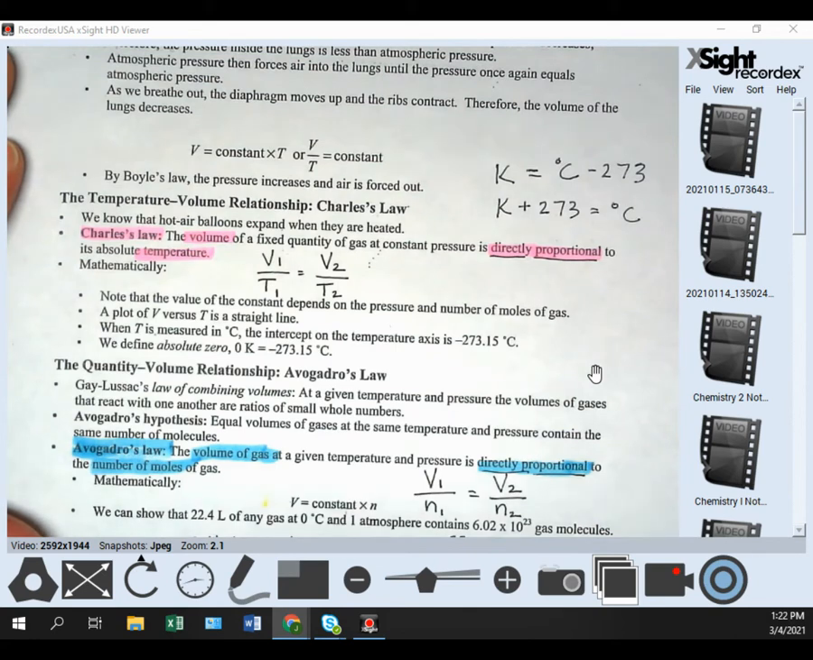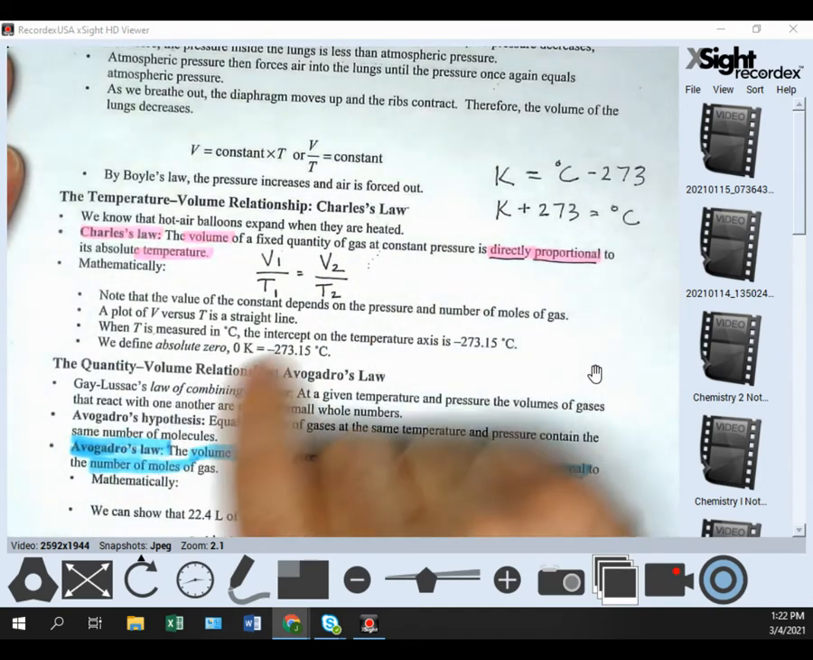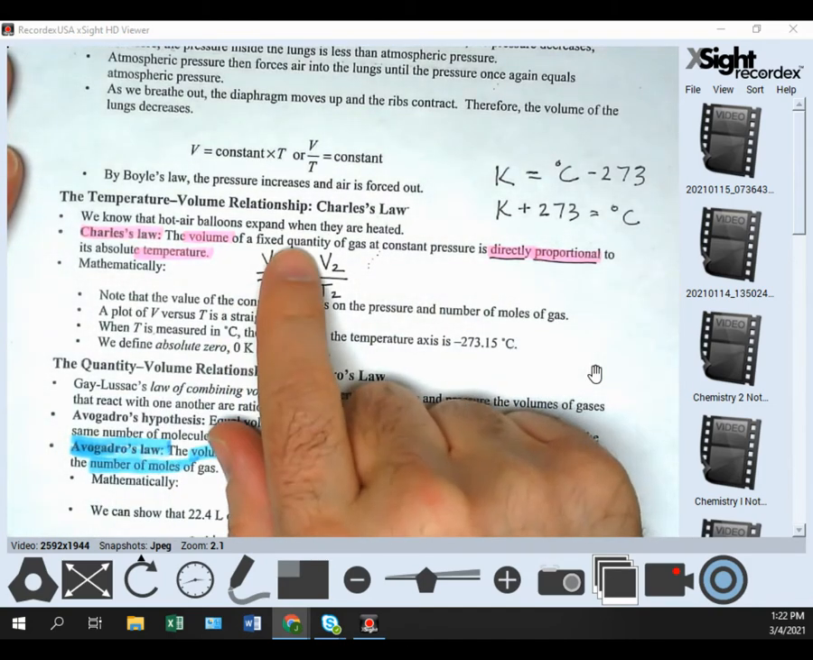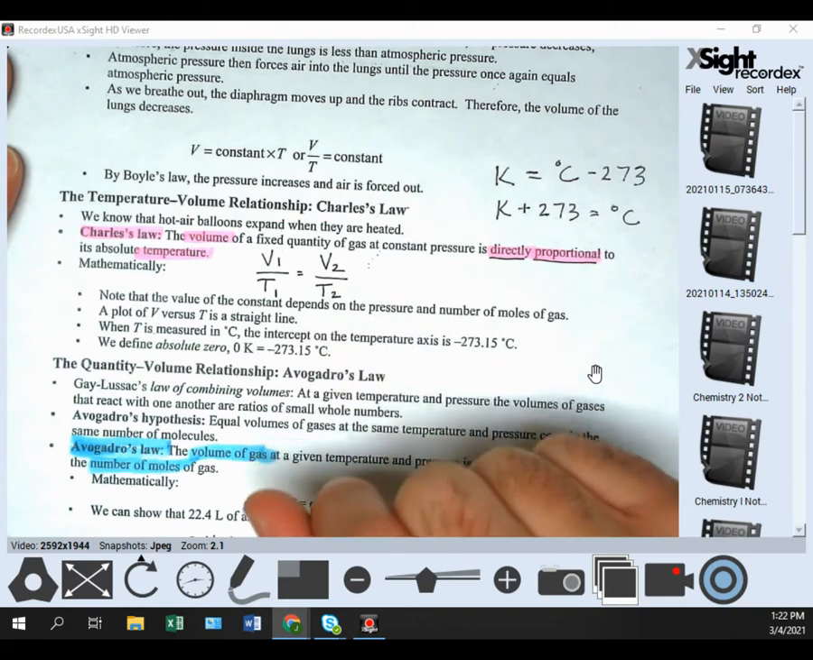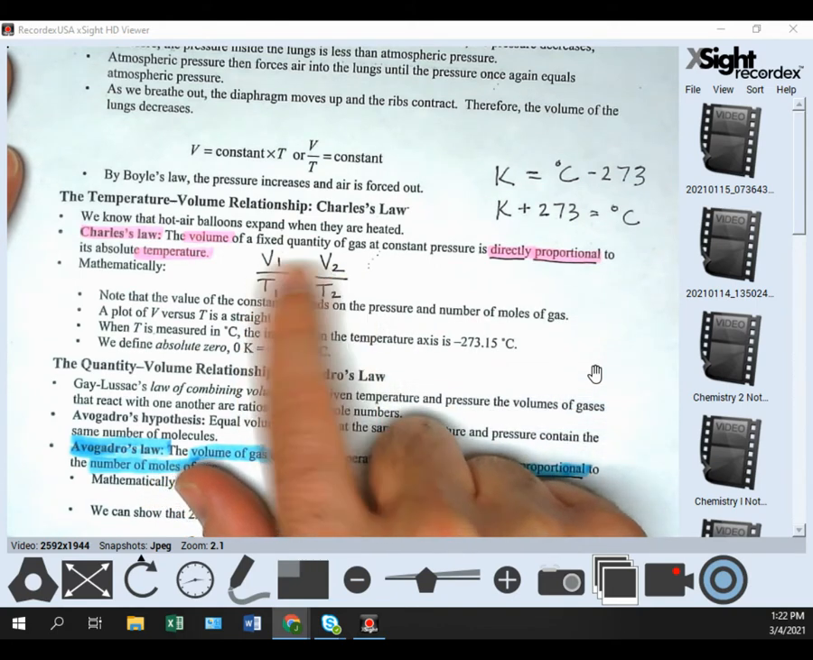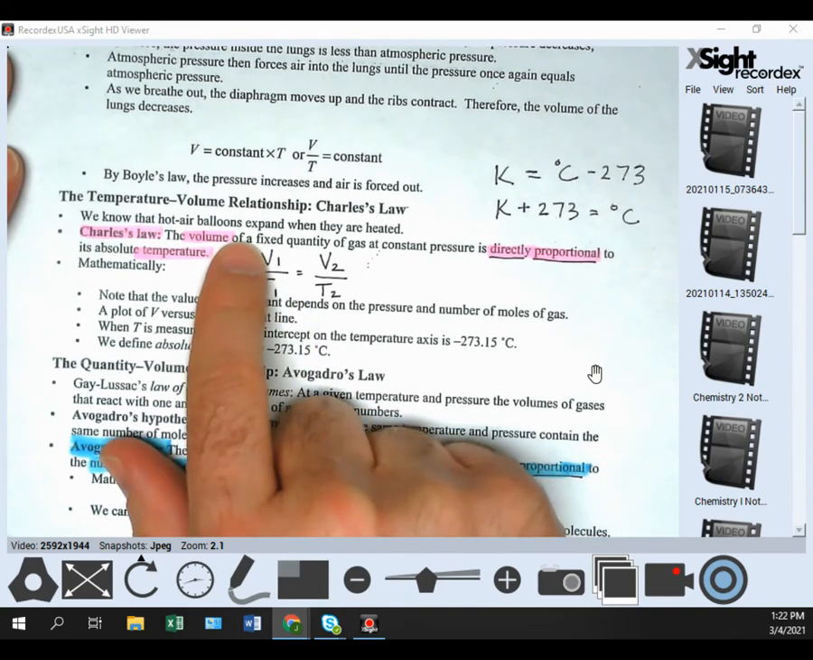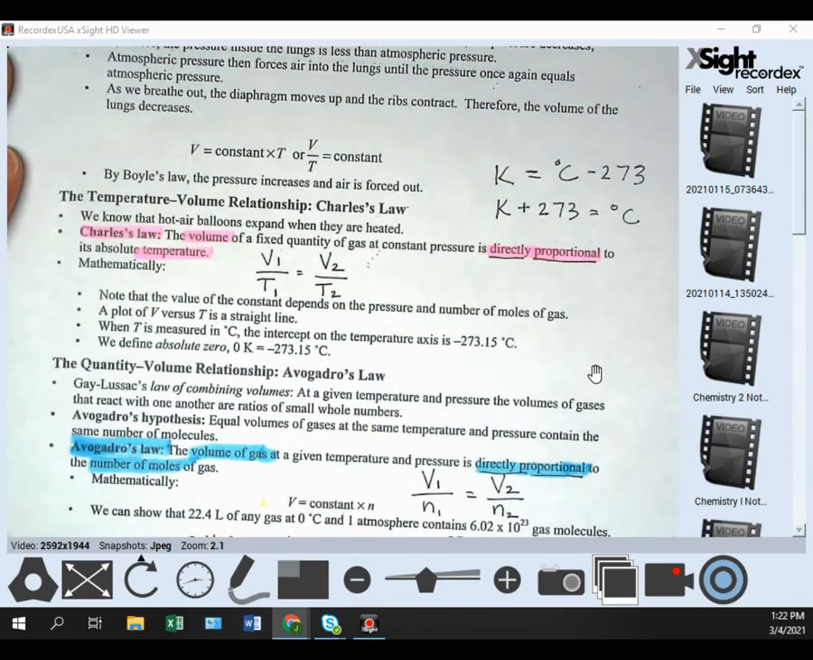Directly proportional means whatever happens to one of them, the same thing happens to the other. So if the temperature goes up, the volume goes up. Temperature goes down, the volume goes down. This is shown as one of them divided by the other when they're directly proportional. So we get V1 over T1 equals V2 over T2.